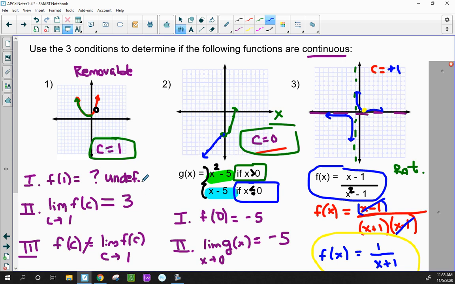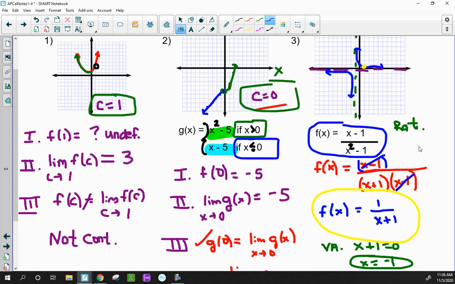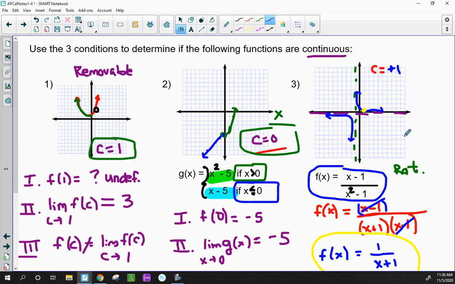But because the first two conditions are not equal, and I keep repeating that because it's super important, that's why this graph is discontinuous at 1. So that would be a removable discontinuity, and then at negative 1, it would be non-removable. So I gave you 3 complete examples and hopefully reiterated the conditions over and over so that you understand what you're expected to do in these types of scenarios.